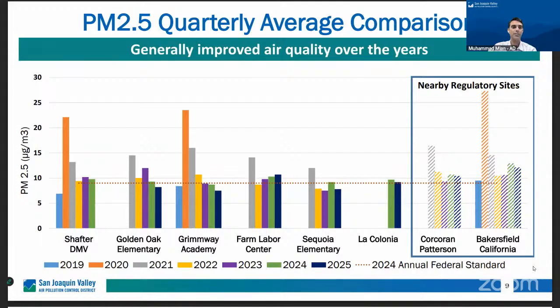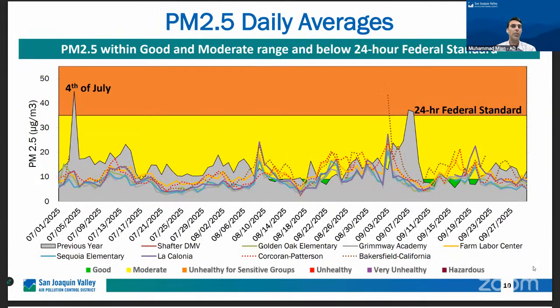Next slide, please. PM 2.5 daily averages. This chart shows PM 2.5 daily averages for Q3, July through September. The horizontal axis shows the date. The vertical axis shows the daily average PM 2.5 concentration in micrograms. The gray shaded area is the highest PM 2.5 values recorded last year, while the colored lines represent the daily average values from each of the community's sites.